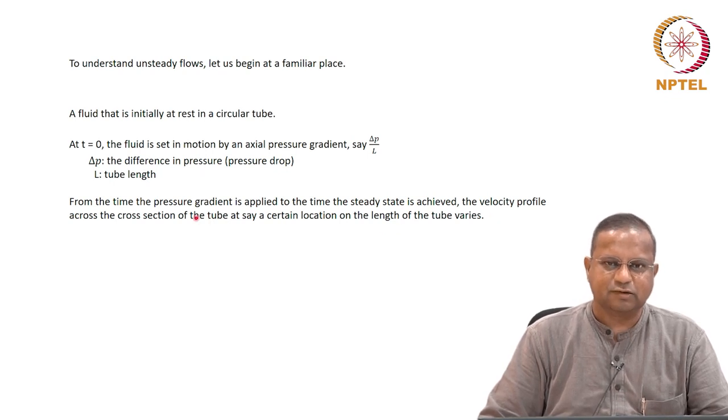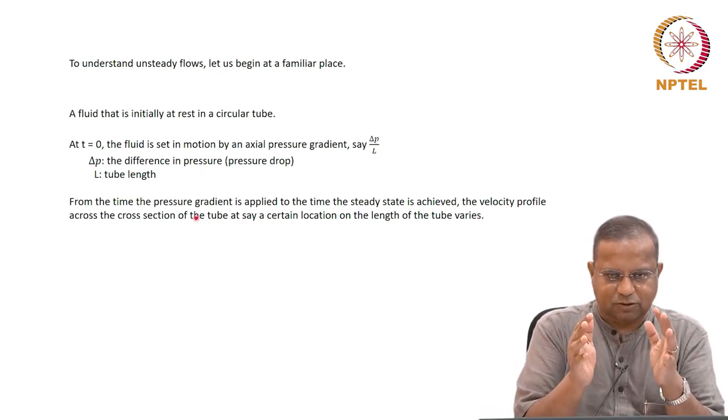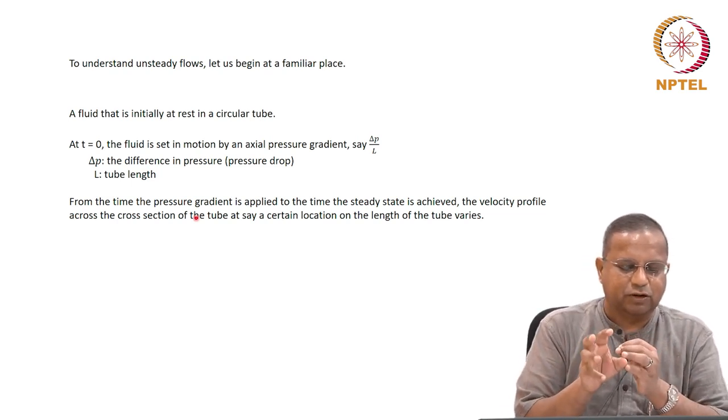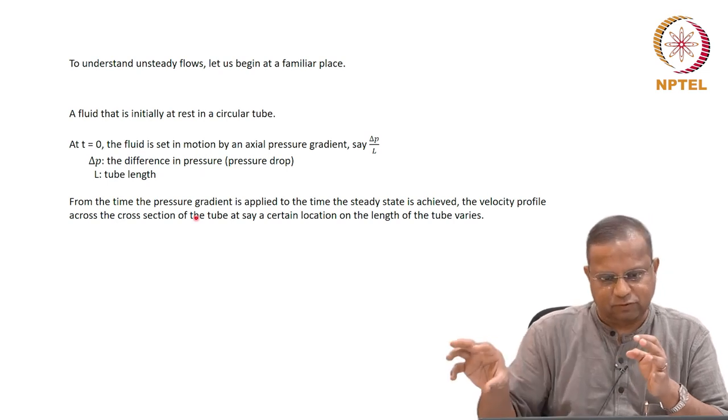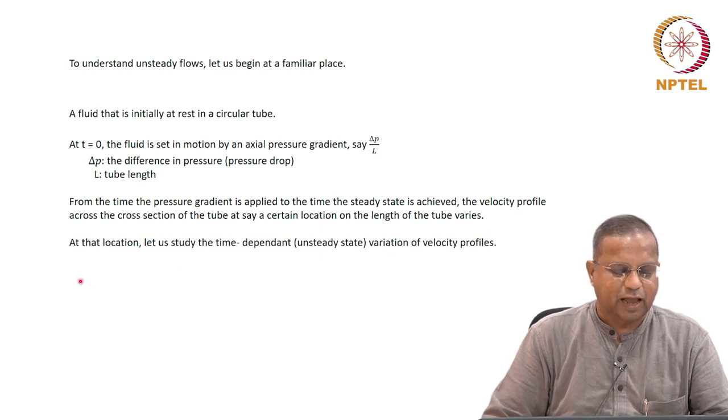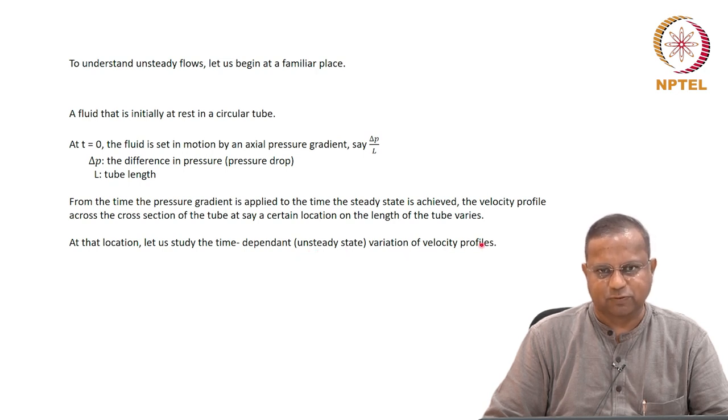But we are interested in the initial time, from the point where the pressure gradient is applied and the flow starts moving, to the time when the steady state is achieved. The velocity profile across the cross-section of the tube at a certain location on the length of the tube will vary. That is what we are looking at. At that location, let us study the time-dependent, or unsteady state, variation of the velocity profile.